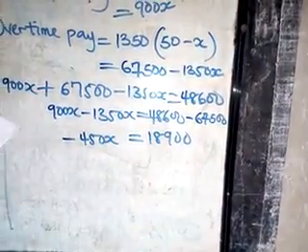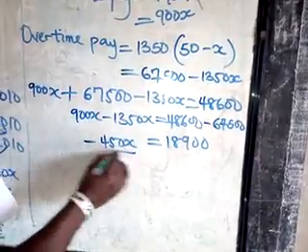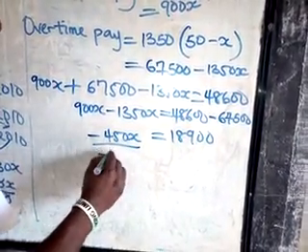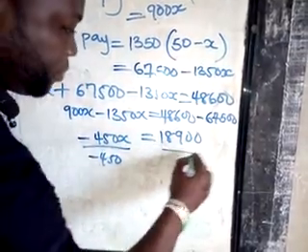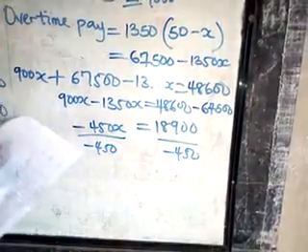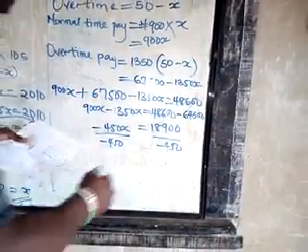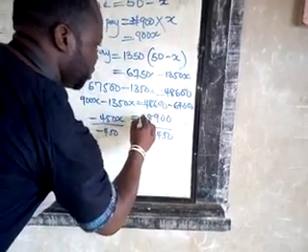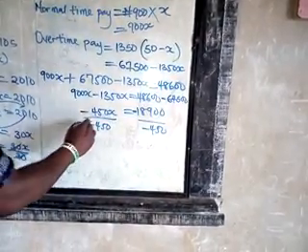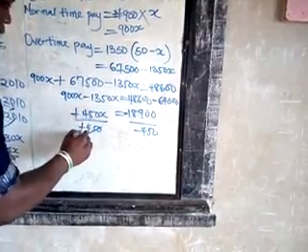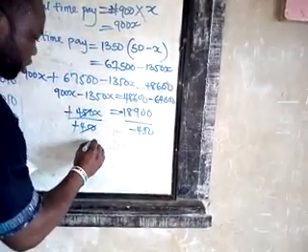18,900 here. So what's the next thing? Divide both sides by the coefficient of unknown, which is minus 450. Are you getting it now? Which is what? Minus 450. So minus cancels minus, 450 cancels 450. You are left with what?